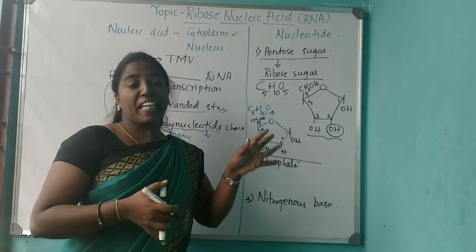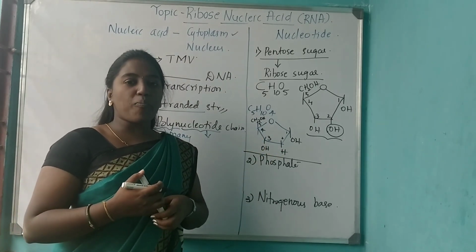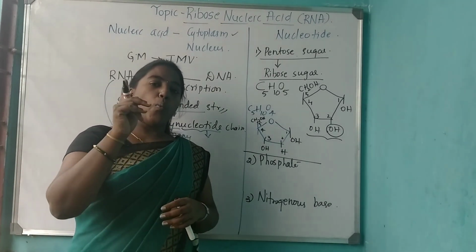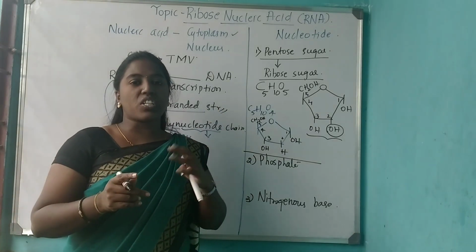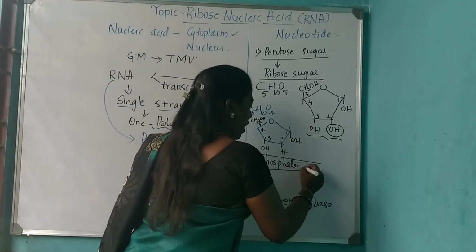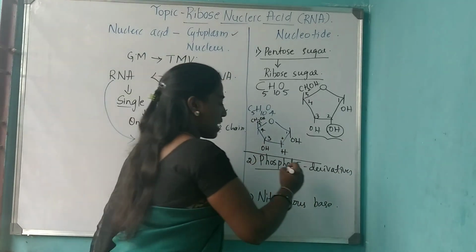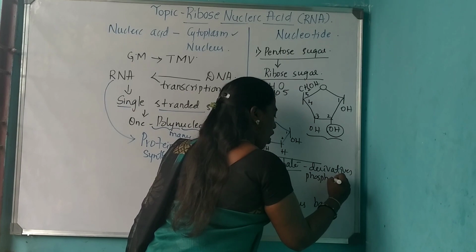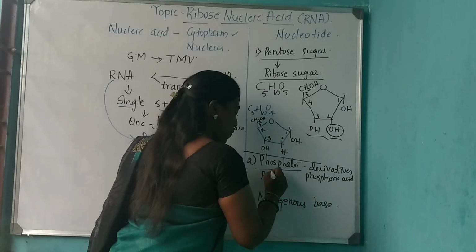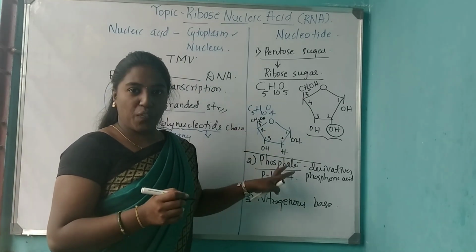Phosphate is nothing but a derivative of phosphoric acid. The phosphate formula is PO4, where one phosphorus atom and four oxygen atoms combine together to form the phosphate.